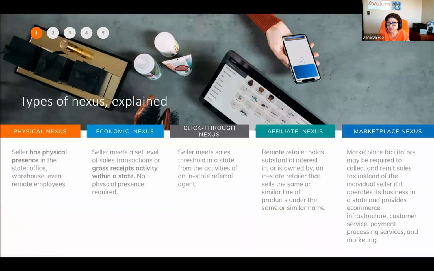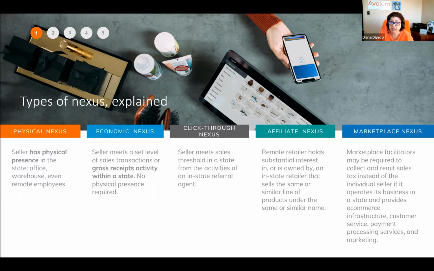So this next slide explains some of those different types of nexus that I mentioned. So we talked about physical presence, and this has always been the standard that you needed to have a physical presence in a jurisdiction before that jurisdiction could require you to collect their tax. Well, that has changed and evolved, but it's important to know that if you have a physical presence, that creates nexus and also will create a liability for you. A lot of companies don't realize that they might have a physical presence if they have service people going into a state, a warehouse, or remote employees.